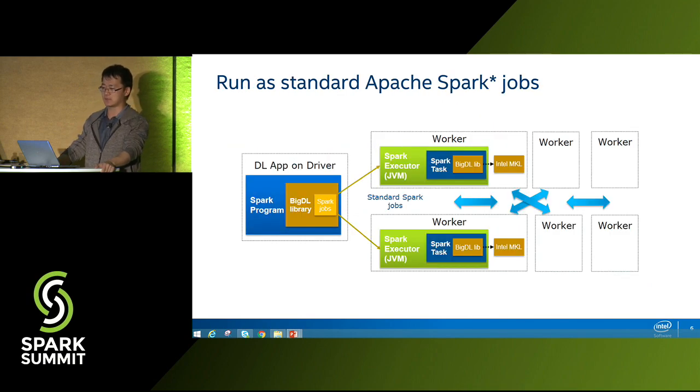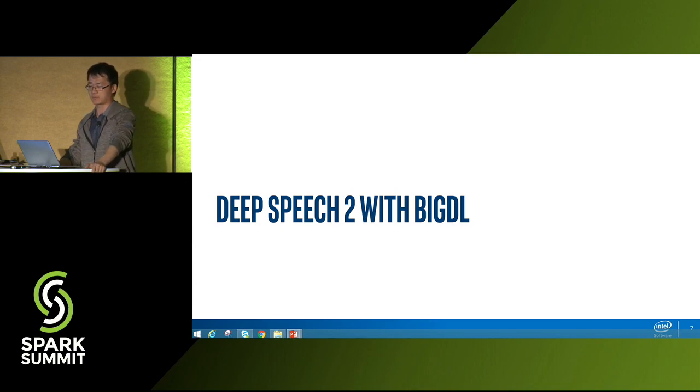The basic idea of BigDL is quite similar to other Spark programs. We are just providing a lot of deep learning functions for you to invoke in your Spark program. On each worker, there will be a Spark executor, and a Spark task assigned to that executor, and internally you are just invoking the BigDL library for your deep learning jobs. So that's a general introduction to BigDL, and we already had the keynote and a session covering that. So let's jump to the example.